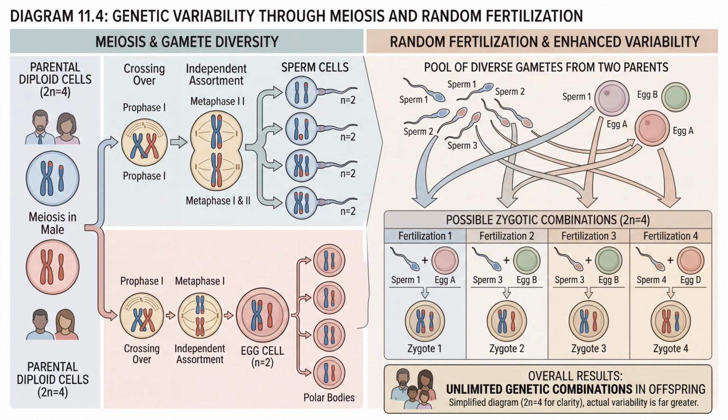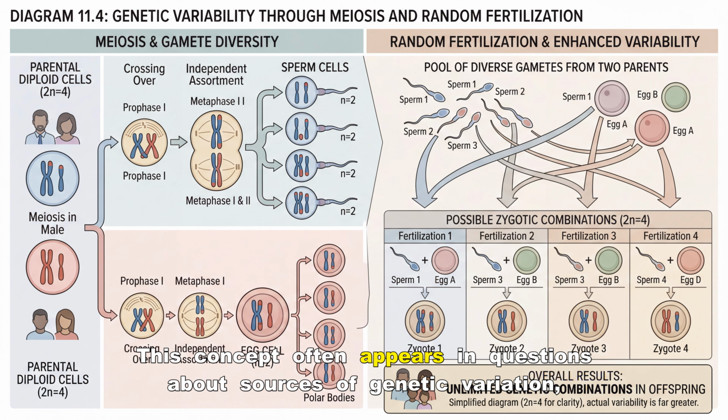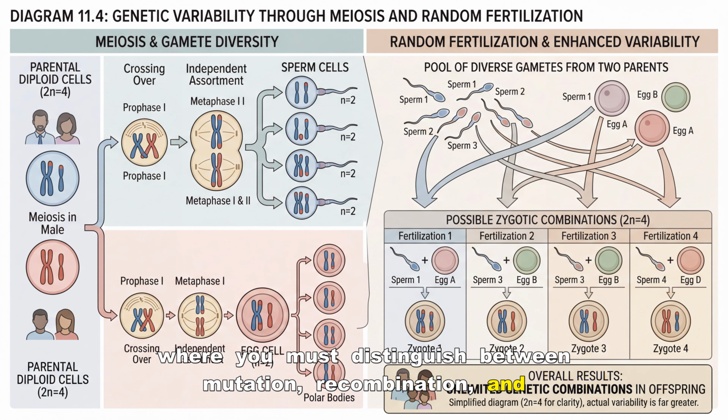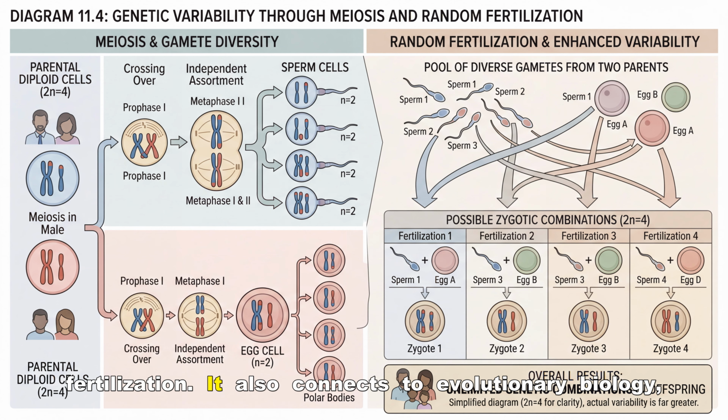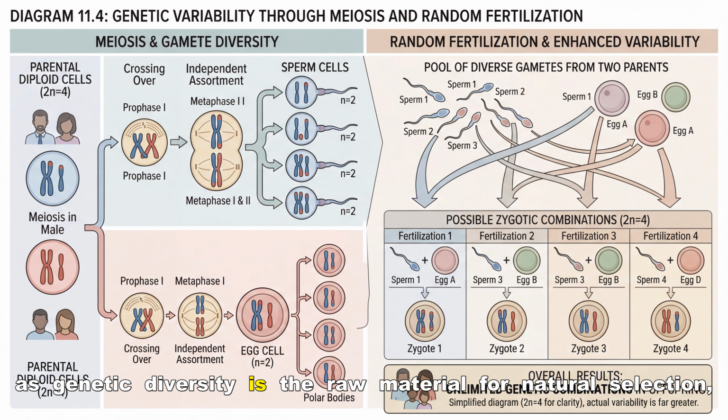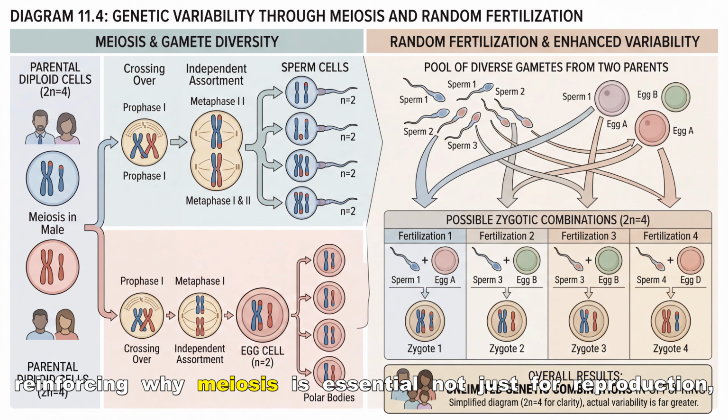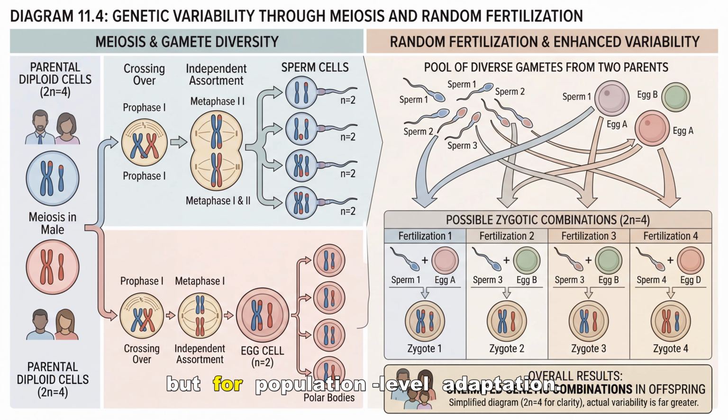On the MCAT, this concept often appears in questions about sources of genetic variation, where you must distinguish between mutation, recombination, and fertilization. It also connects to evolutionary biology, as genetic diversity is the raw material for natural selection, reinforcing why meiosis is essential not just for reproduction, but for population-level adaptation.